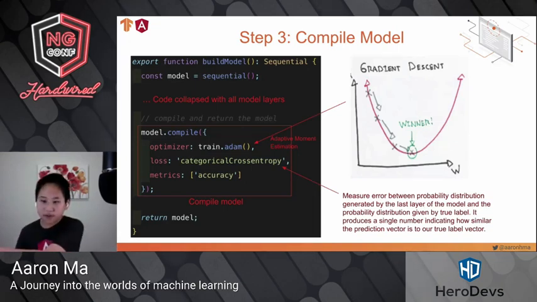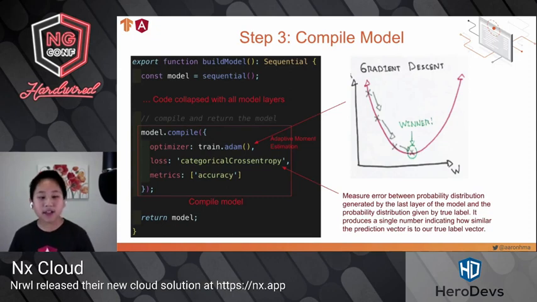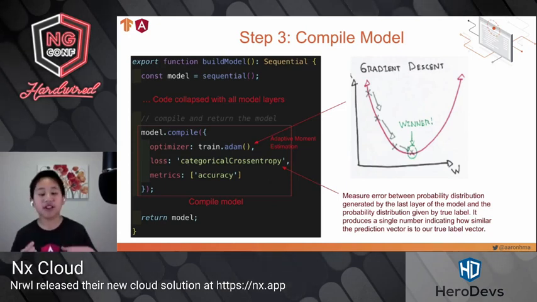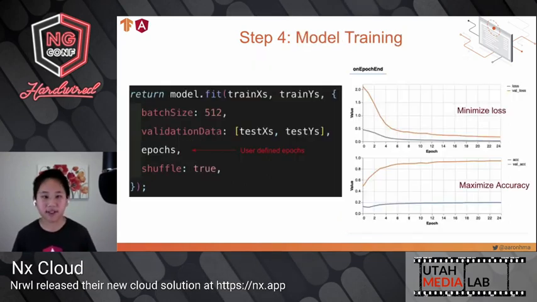So if you shoot the ball too fast, it's going right past that drain. If you shoot the ball too slow, you're not going to have enough momentum to get to the bowl. And the loss here we'll be using is the categorical cross entropy, which will measure the error between the probability distribution generated by the last layer of the model and the probability distribution given by the true label. And for the metrics, I'm going to set accuracy.